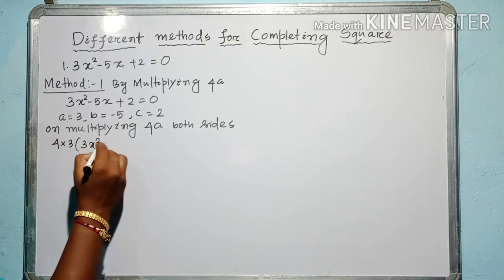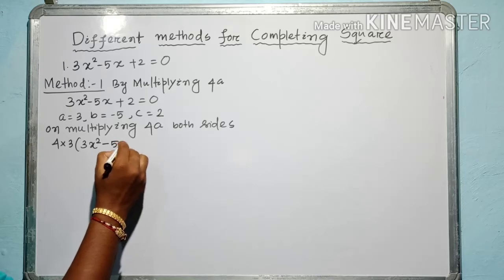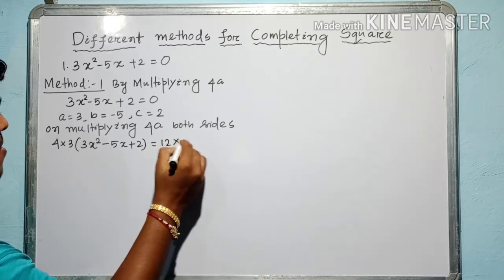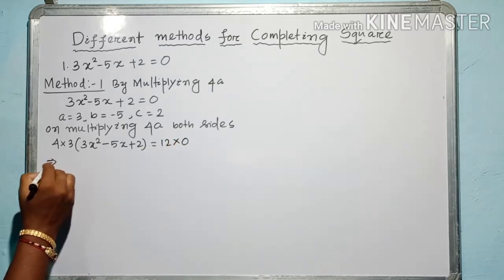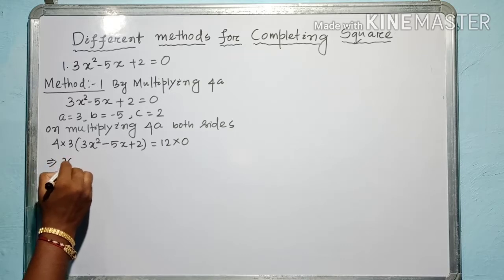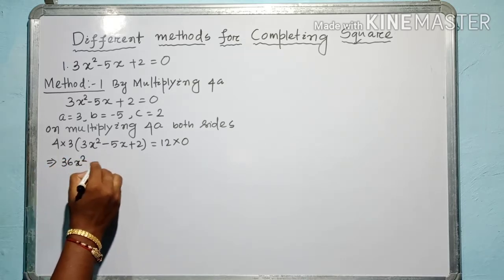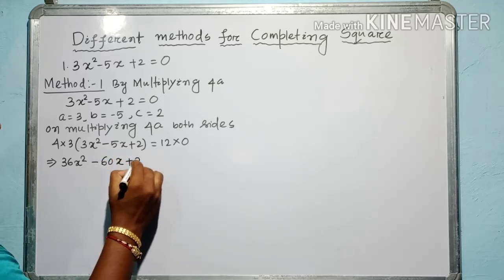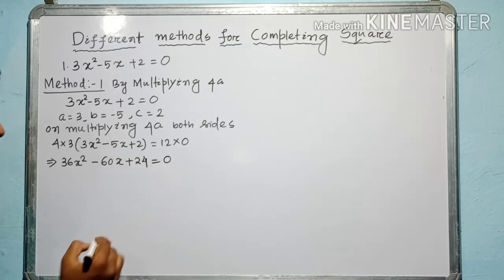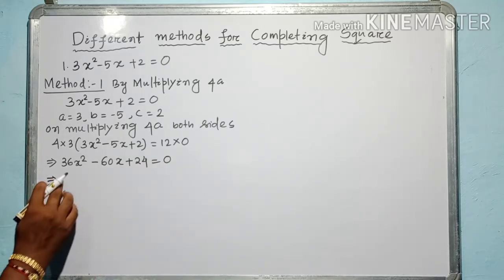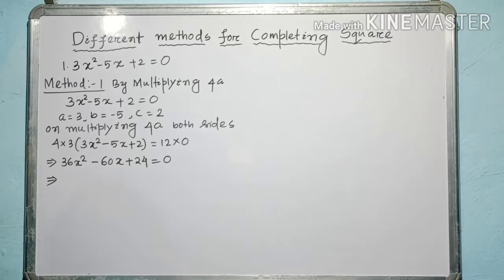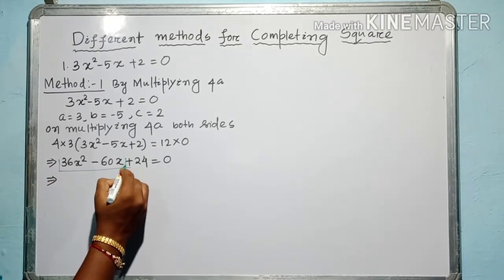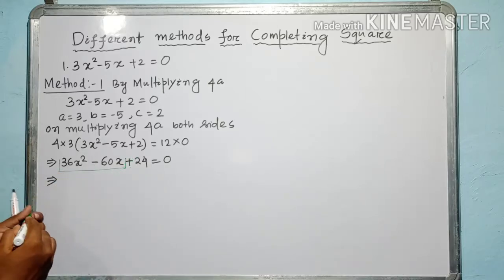4 into 3, multiplying 3x square minus 5x plus 2 is equal to 0, that is 36x square minus 60x plus 24 is equal to 0. Now we have to make this expression into a perfect square.